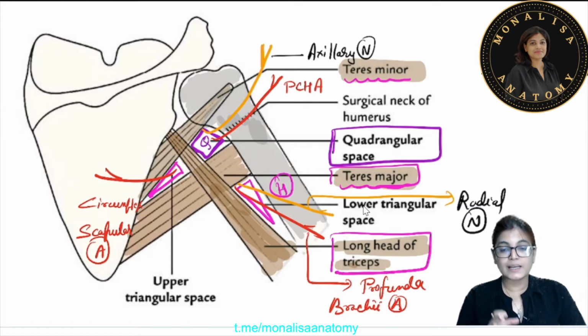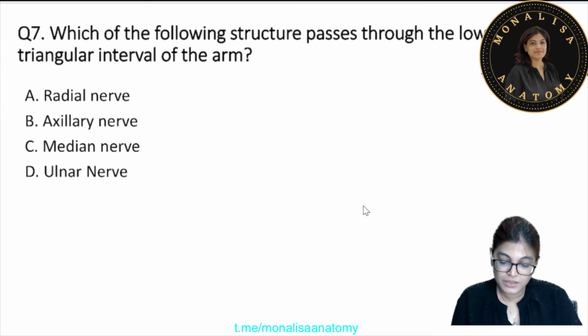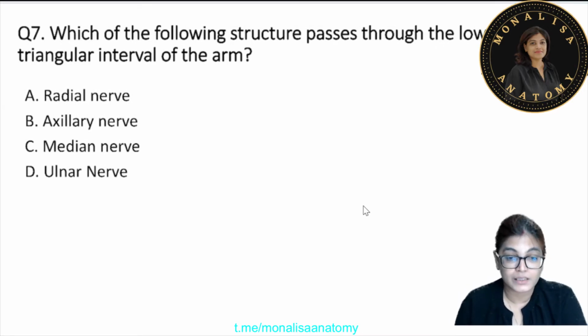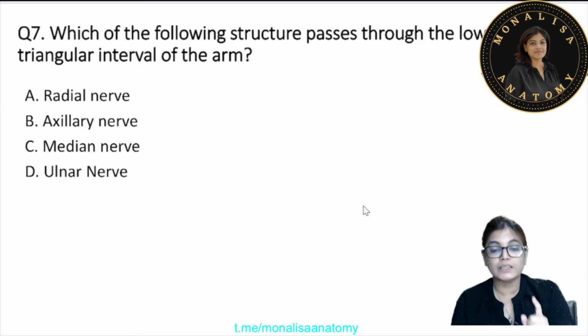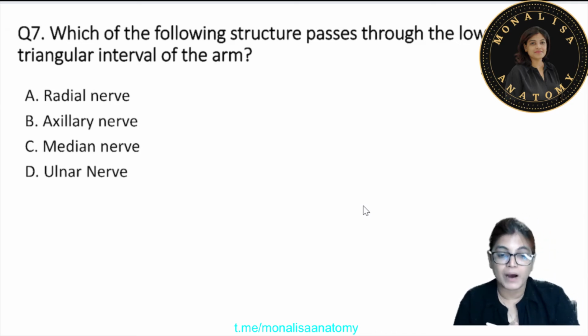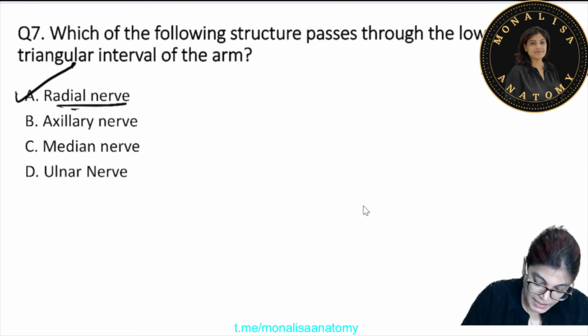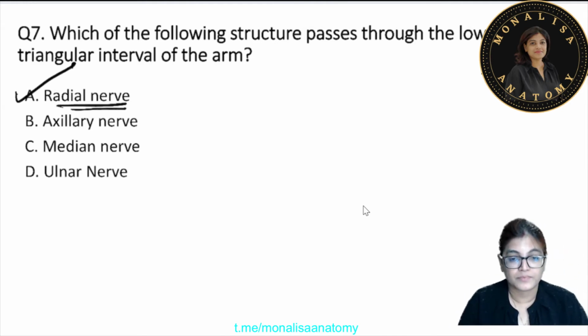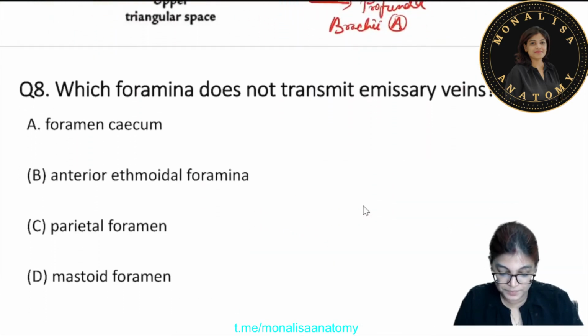So in this single image, we have seen all the spaces and all the structures passing through these spaces. Let's move to the MCQ. Which of the following structures passes through the lower triangular space in the arm? The lower triangular space transmits the radial nerve and the profunda brachii artery. So the correct answer will be radial nerve. Now moving to the next MCQ.